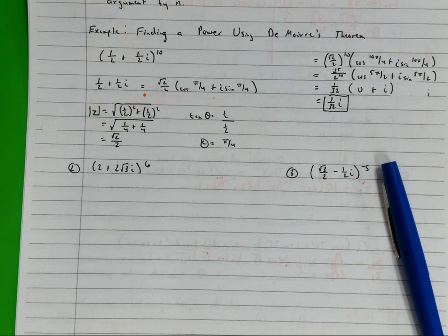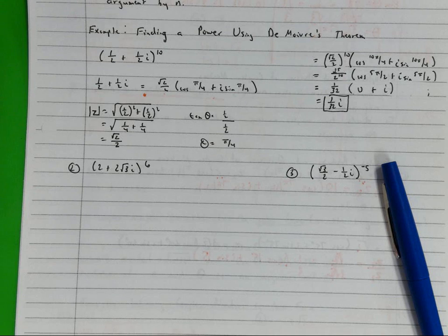Now, y divided by x. 1/2 divided by 1/2 gives me 1. It comes from quadrant 1. That's why I have pi over 4 there. Does that make sense? So that's my polar form. So the first thing you'll do is put it in polar form. Now here's where de Moivre's theorem comes into play.